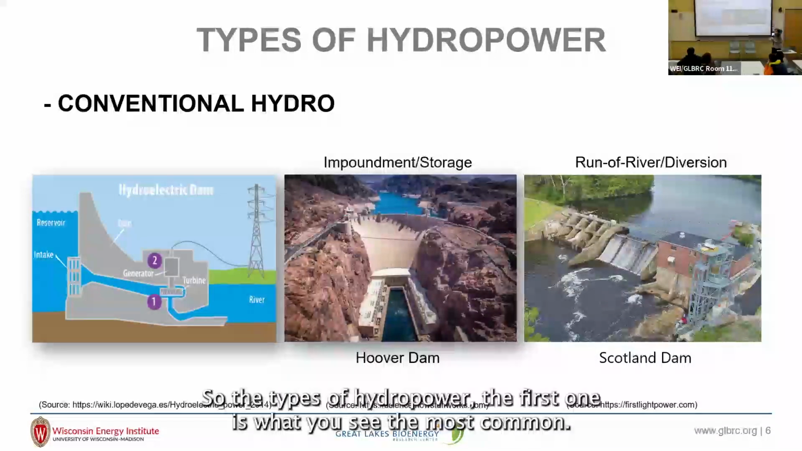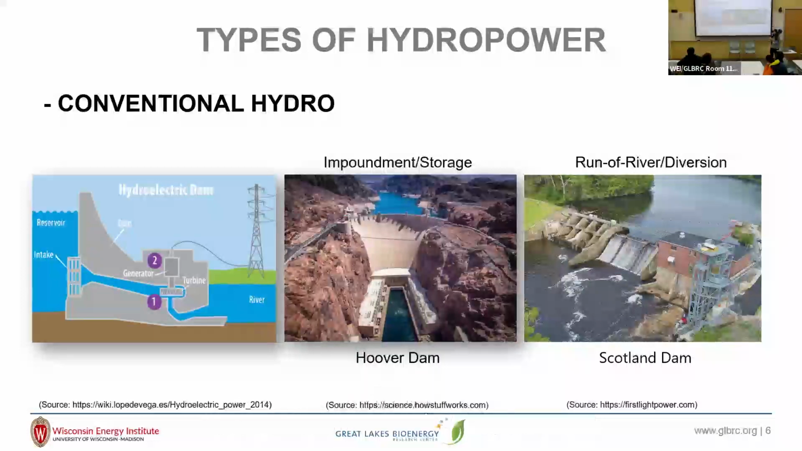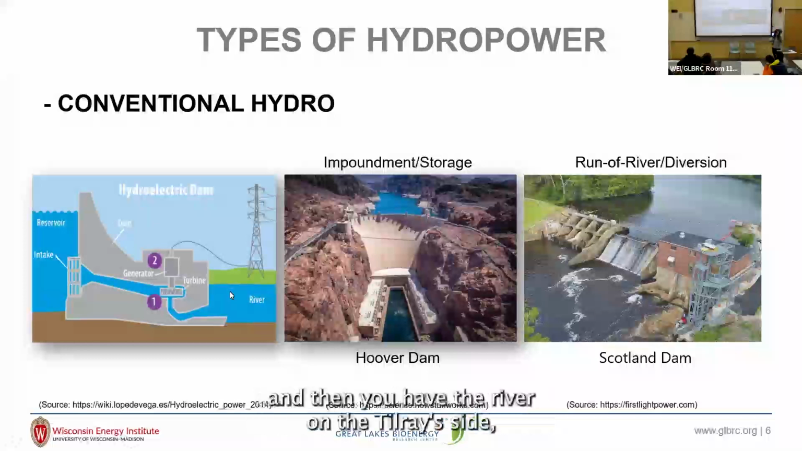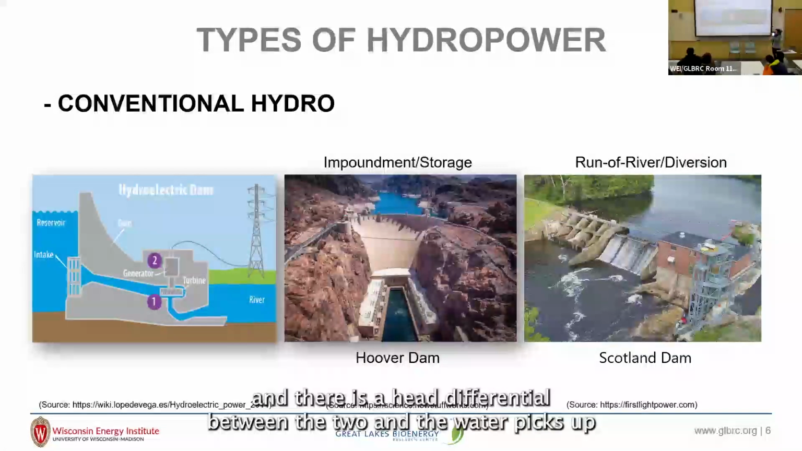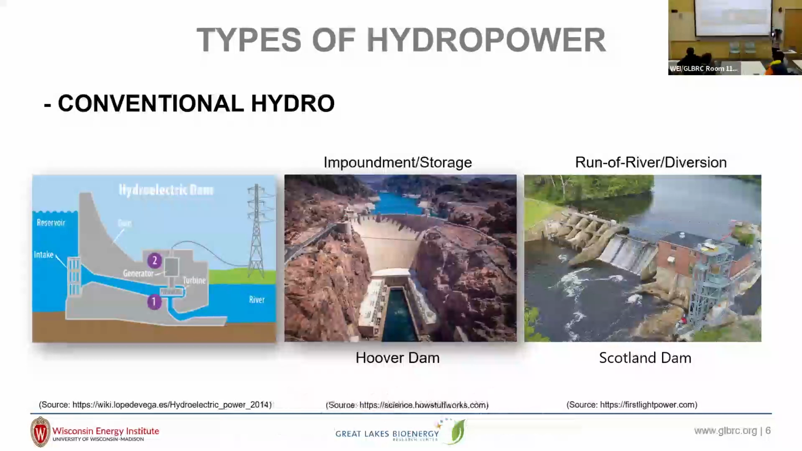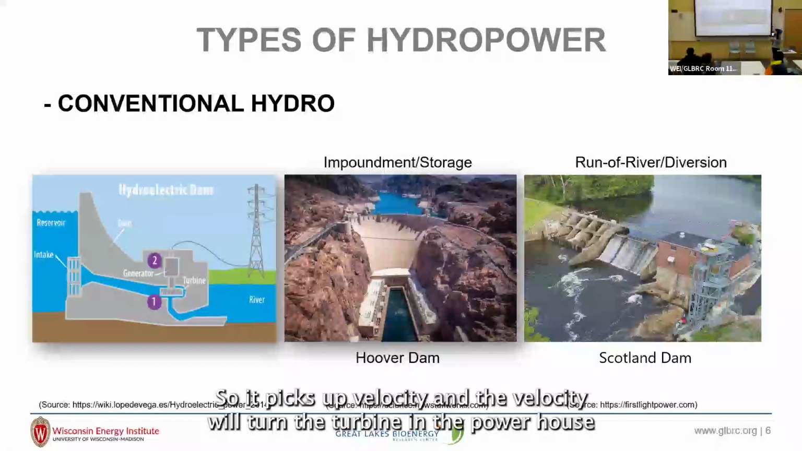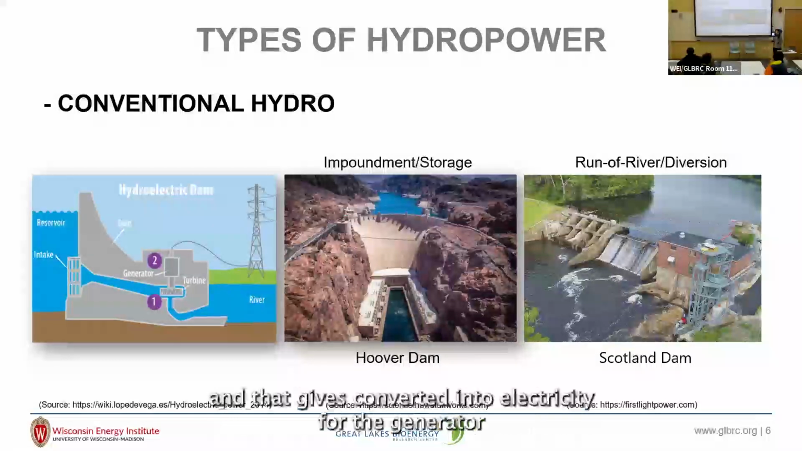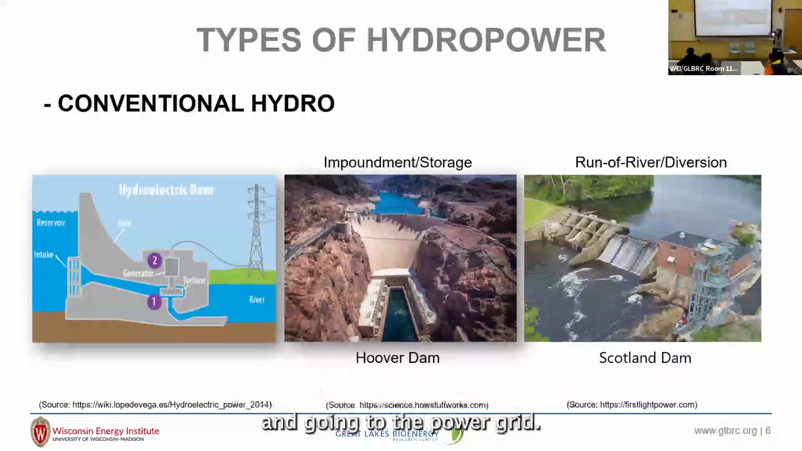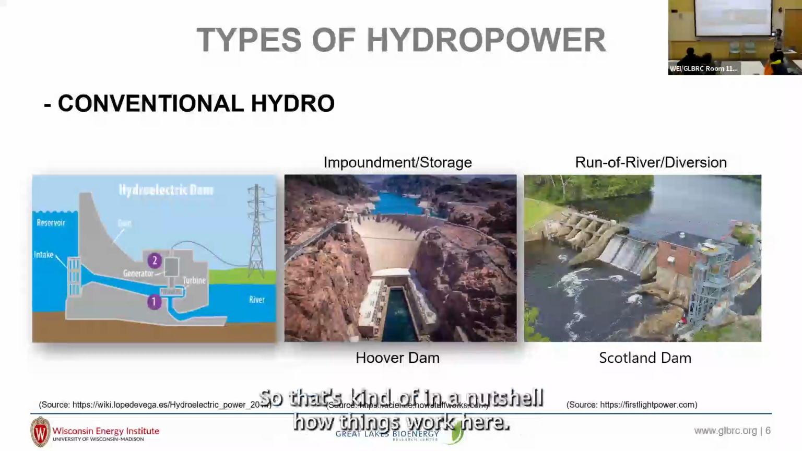So the types of hydropower: the first one is the most common, the traditional conventional hydropower. As you can see, hydropower basically consists of a dam, and then you have a reservoir that has a higher water elevation, and then you have the river on the tailrace side. There's a head differential between the two, and the water picks up velocity as it runs through the channel of the dam. The velocity turns the turbine in the powerhouse, and that gets converted into electricity through the generator, and then it goes into the substation and transmission system and into the power grid. So that's kind of, in a nutshell, how things work here.